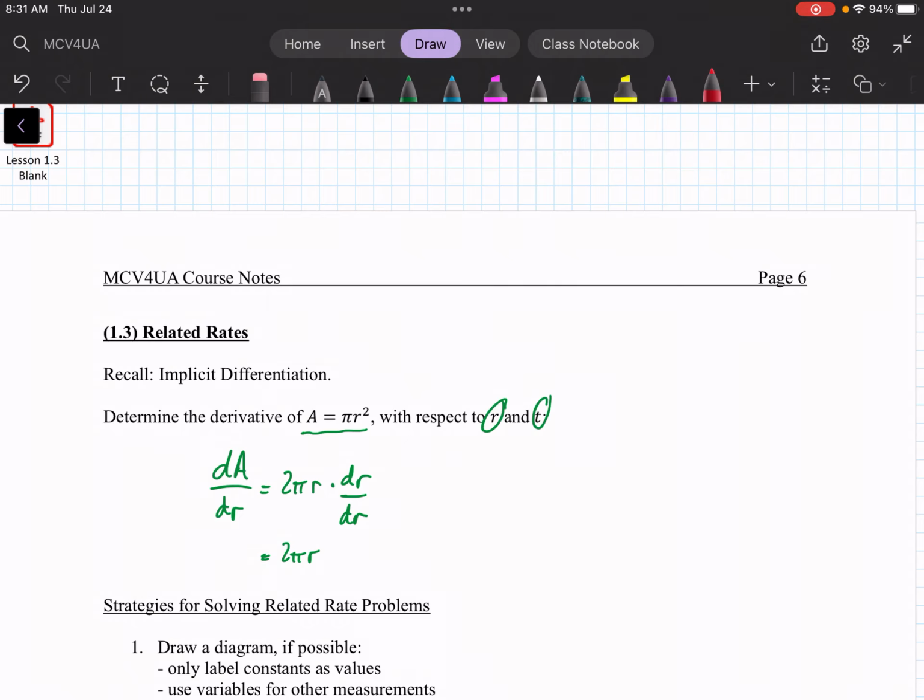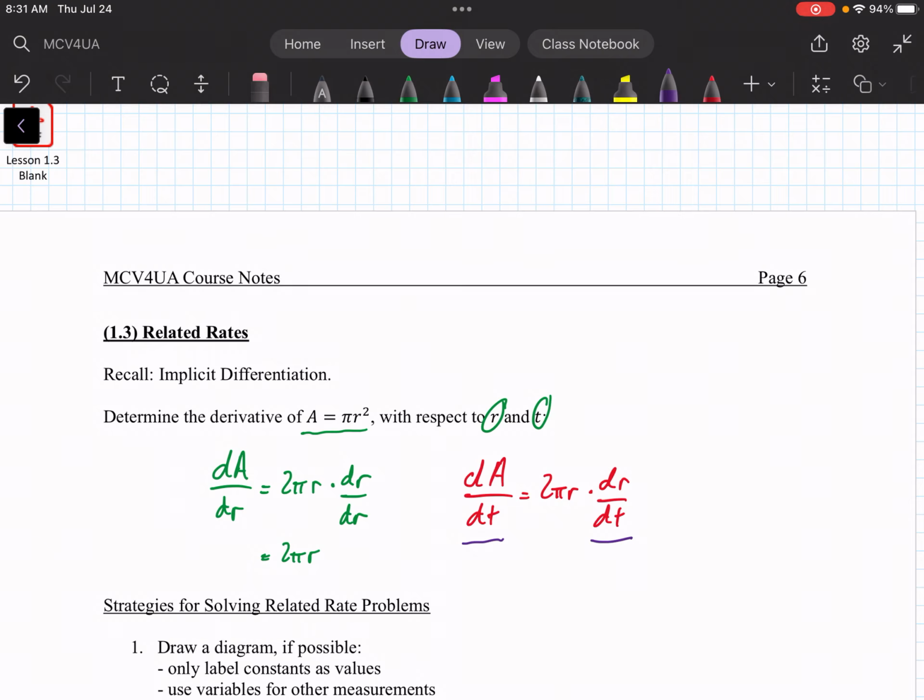However, if I take it with respect to t, I get dA/dt equals 2 pi r times dr/dt. And here we see that the rate dA/dt is related to dr/dt in some fashion. And that's what we call a related rate.